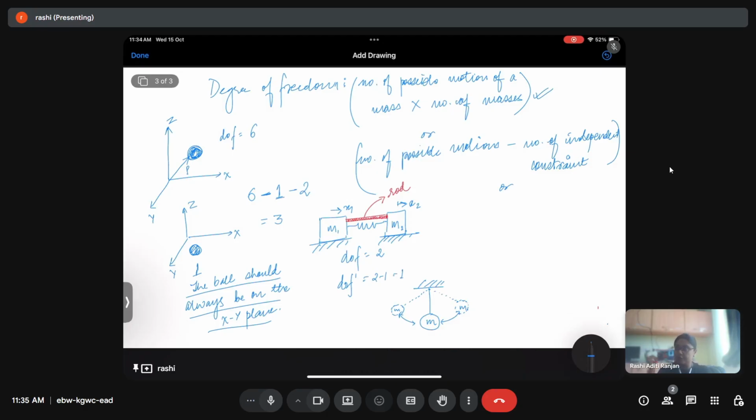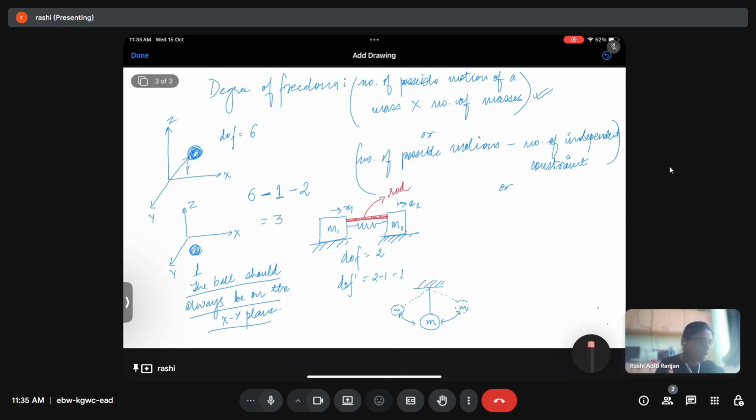Now, from that perspective, I can also understand the degrees of freedom. For example, if I think of it as the number of possible motions minus the number of independent constraints, I will think that okay, the mass is rotating in the xz plane, so it can have a position x and a position y, right? So it suggests that it is having 2 degrees of freedom.